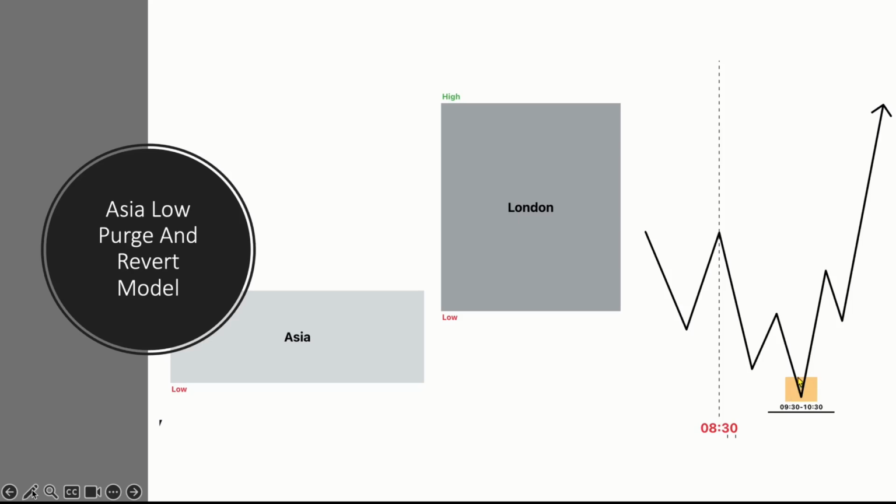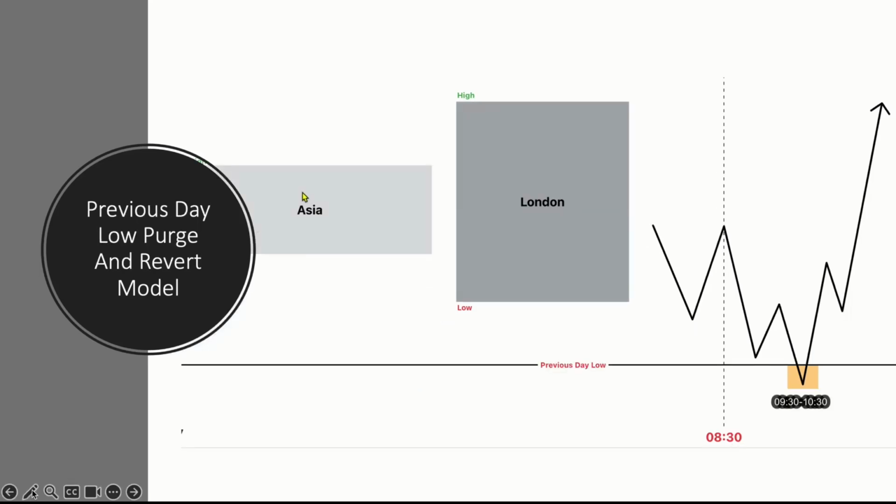And if we see that order flow is shifting bullish intraday, we will first be targeting the London high, and after that the higher time frame objective that we are targeting. And then another model is the previous day low purge and revert model, where Asia was consolidation, London took out both sides of Asia, and then we see that around 8:30 the market begins to sell off again.